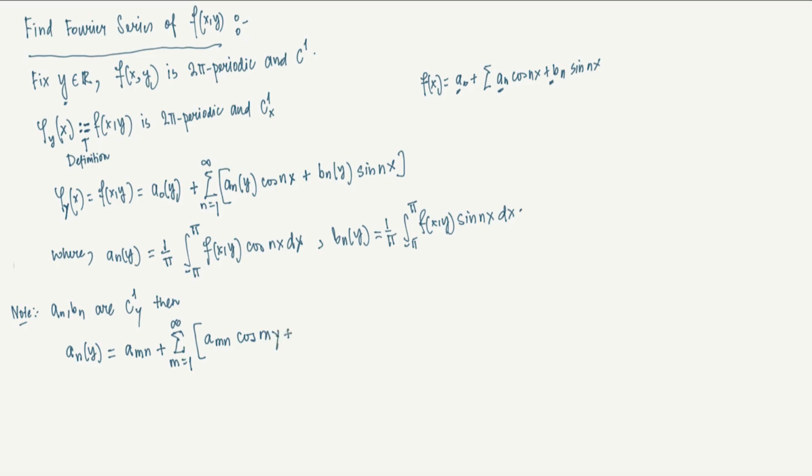Plus, so please keep in mind which is m, which is n. Yes, see here a_n is the function. Think of it like some phi of y. Okay, so n is fixed. The summation is with respect to m, so that is why this n is there, plus b_{mn} and then sine my. Okay, so that's your Fourier series.